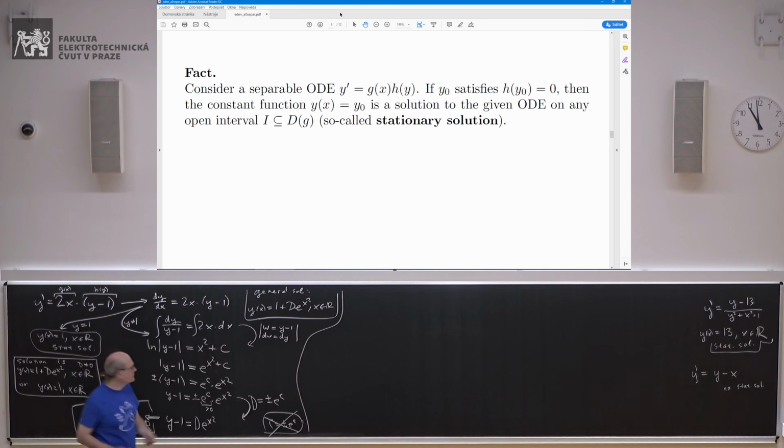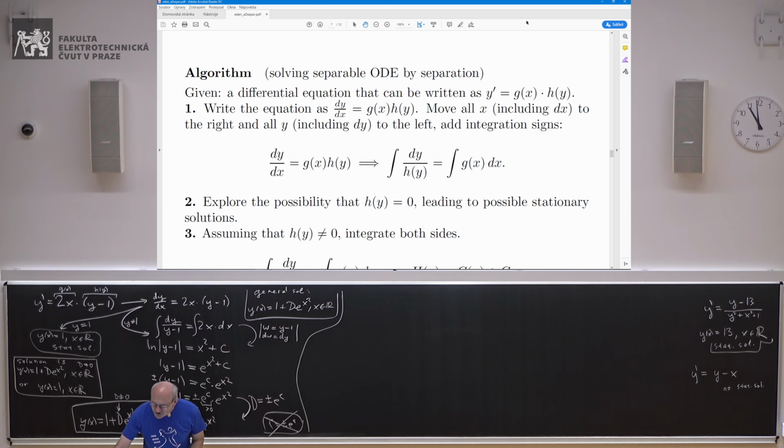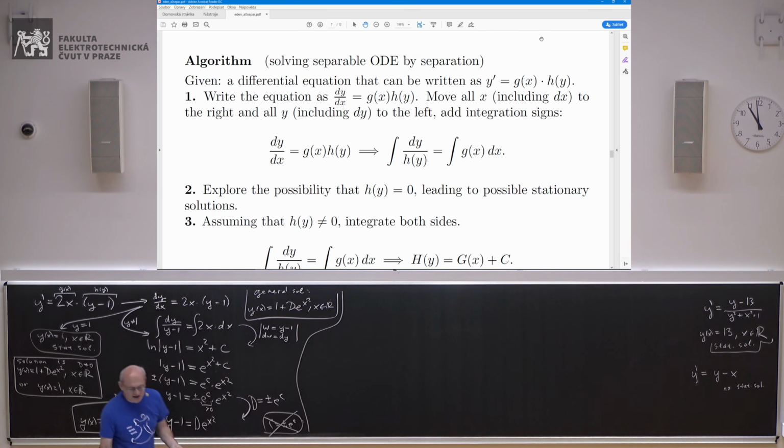Okay, now this was a very important ingredient in solving by separation. This happens a lot, this division by zero problem, stationary solutions. So now we know about it and we are ready to put up an algorithm. We are not going to go through it now because we know it. This just captures the general procedure that we are following here, including part 2, explore the possibility that h of y is 0, leading to possible stationary solutions. Do not forget to explore possible stationary solutions, or you might be missing out on something very important.